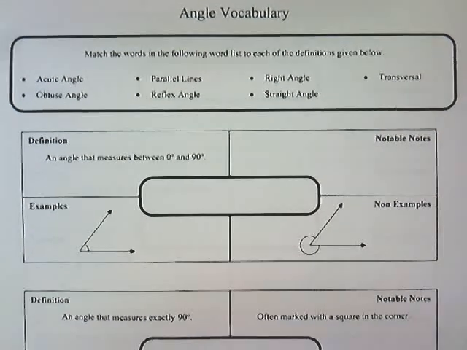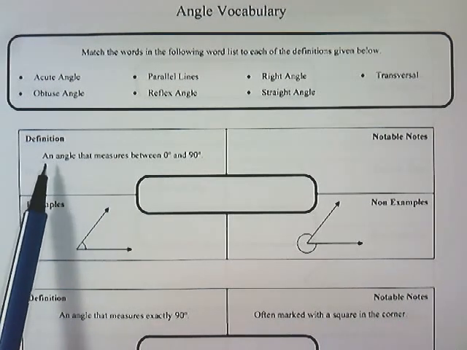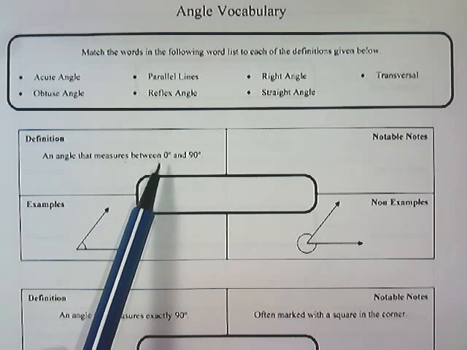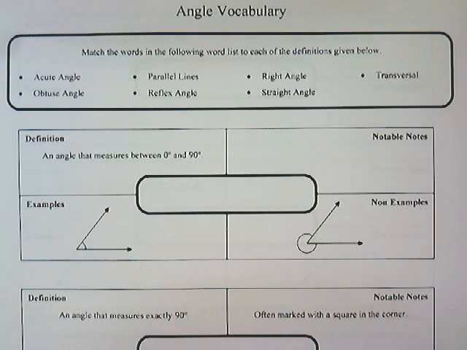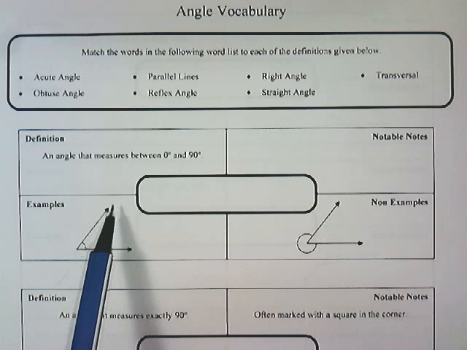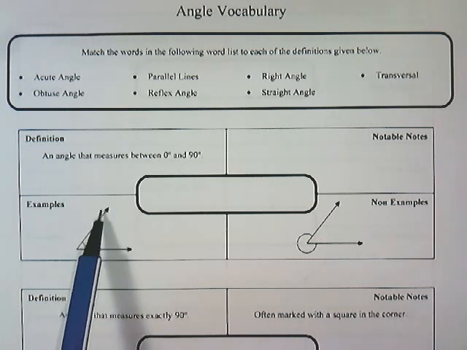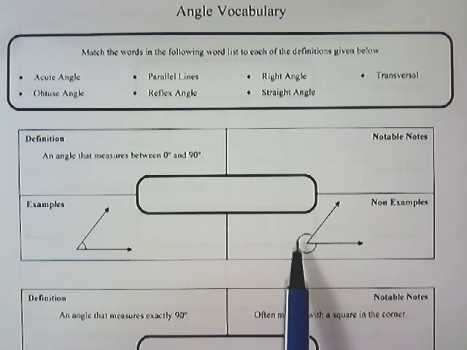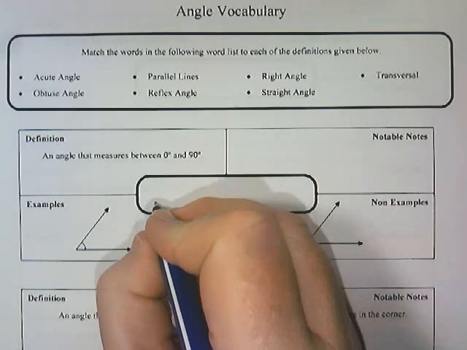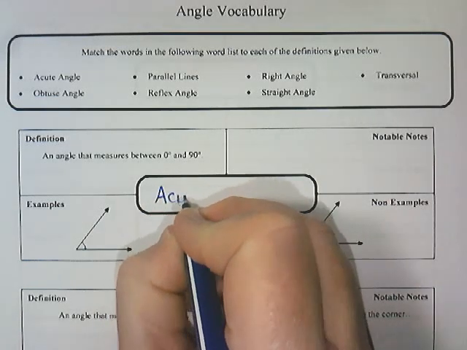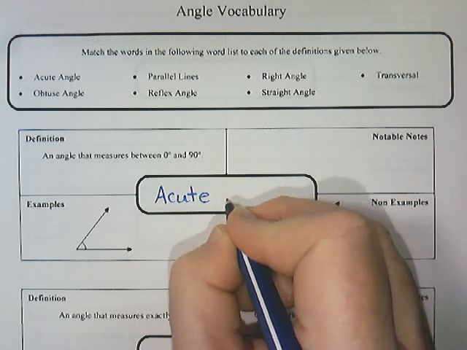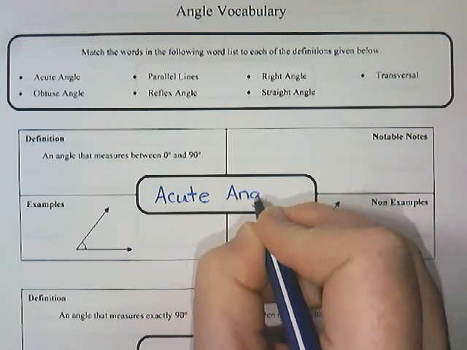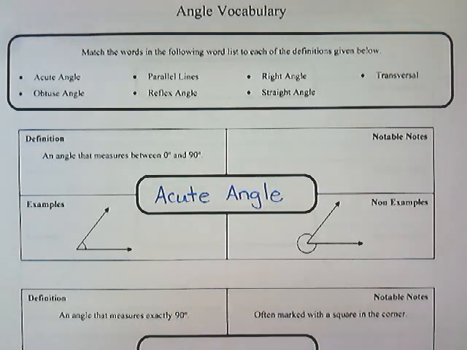So up first, our first definition says an angle that measures between 0 degrees and 90 degrees. And you'll notice that it's a small angle. It's not very big. So our example is this small angle. Our non-example is when it includes the angle around the back. So this one is an acute angle. I remember because they're cute, they're small. So that's the acute angle.